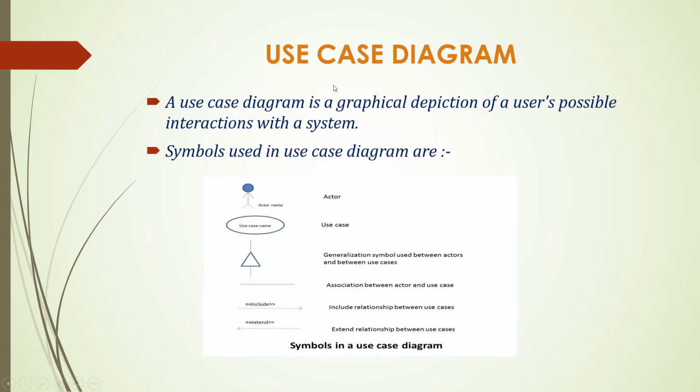A use case diagram is a graphical depiction of a user's possible interaction with the system. As the definition suggests, it covers all the interactions of the user with the system. The symbols used are: this is the actor, the oval shape is the use case, this is a generalization symbol used between actors and use cases, association between actor and use cases, include and extend.